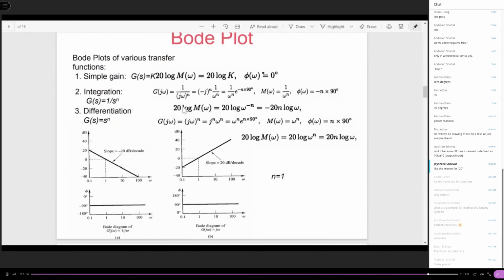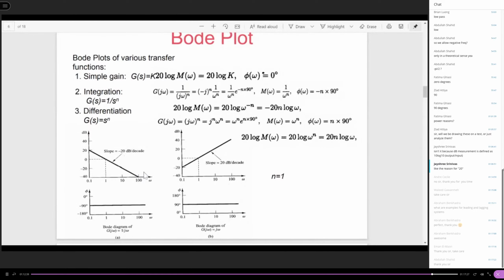So we can also draw the Bode plot for this integration. It's here. This one corresponds to the n equal to 1 case, and this is the minus 90 degrees. Then you see the drop of the magnitude M of omega along with the frequency increasing, and the slope of this line is minus 20 dB per decade. This can be proved to be a line.